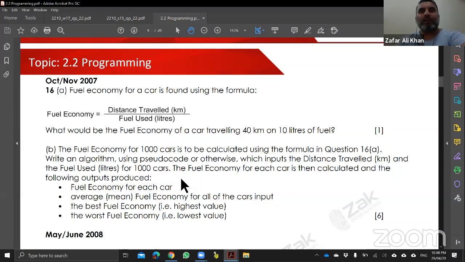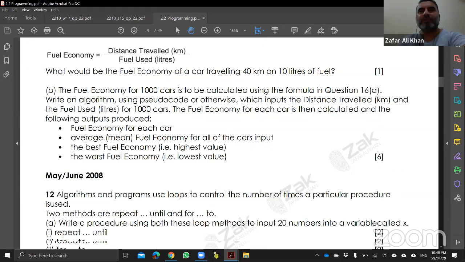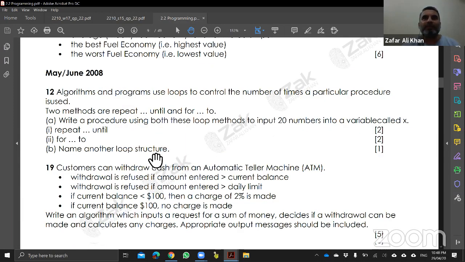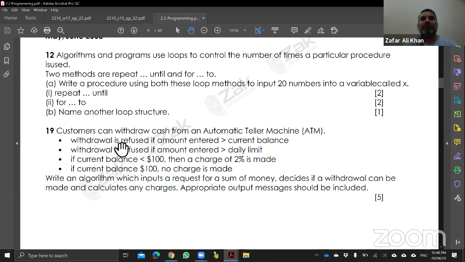Now we have many other questions. If you look into this question, you won't find any single number. It just says that a customer can withdraw cash from an ATM. Withdrawal is refused if the amount is this, or if the current balance is that. There is no number given, only conditions. So this is not a for next loop at all. Over here, write a procedure to input 20 numbers. So this 20 numbers says what? This is a for next loop.